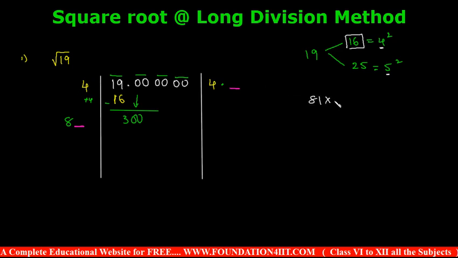So 81 into 1, it should be the same in both places. 82 into 2, 83 into 3, it should be the same number here and here. So 83 into 3 is 249, because 84 into 4 is more than 300, so we should not take it. Okay, then you can subtract this. Step by step I am taking clearly. 300 minus 249 is 51.